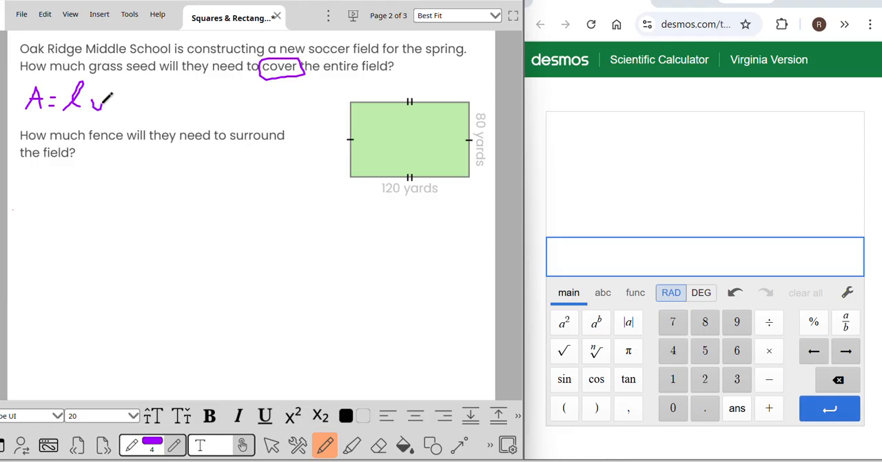times width. Why do I do them in cursive? I don't know, something else they taught me when I was little.